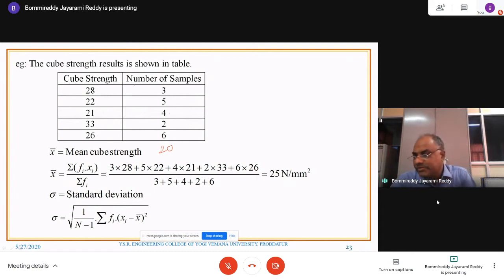So here the frequency distribution is also given, and accordingly x bar equals sigma fi xi by sigma fi. Already you know the formula. Now, to avoid confusion, we are using x bar to mean the average strength of the cube. So x bar is now 25 as per the substitution. Then the standard deviation is 1 by n minus 1 sigma fi into xi minus x bar whole square. This is the formula.